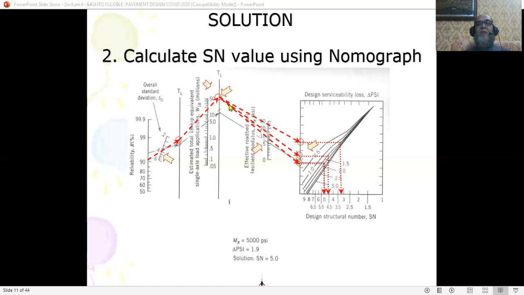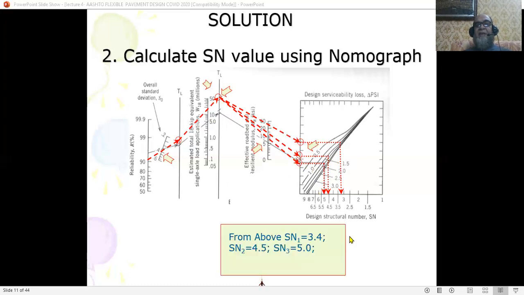Similarly, for knowing the structural number of the crushed aggregate base course, we'll again use the value of the elasticity modulus of the granular subbase course. We join these 2 points, stop here at this y-axis, go perpendicular, touch the required curve, and then we go perpendicular. And for the granular subbase course, this is the last line. And then once you know it, you will read this value.